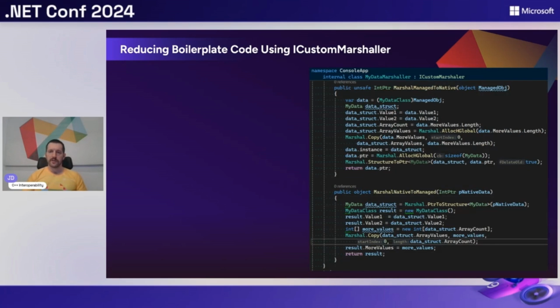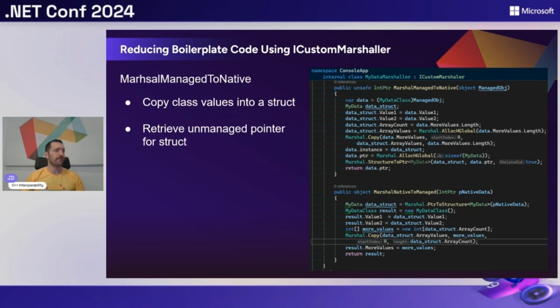So ICustomMarshaller has a few methods that we need to implement, but I'm just going to go over the two main ones. The first one is marshal managed to native, which, as the name implies, is for marshalling your C# classes over to your C++ interop. For my implementation here, we just copy our class values into a struct, and then we retrieve an unmanaged pointer to that struct. Note that we need to be sure to clean up this pointer when we're done using it.